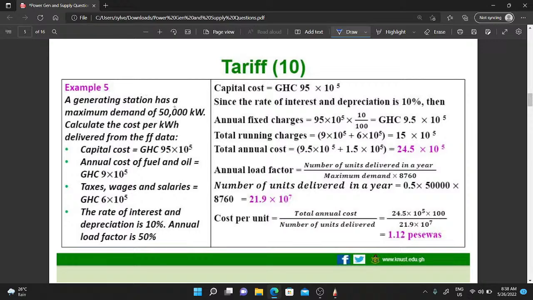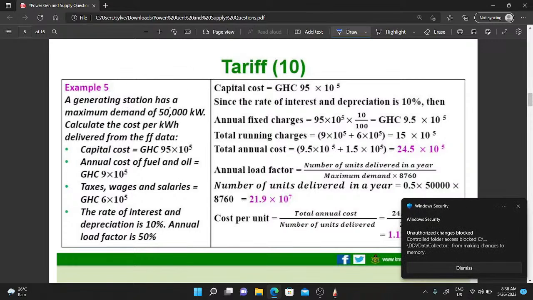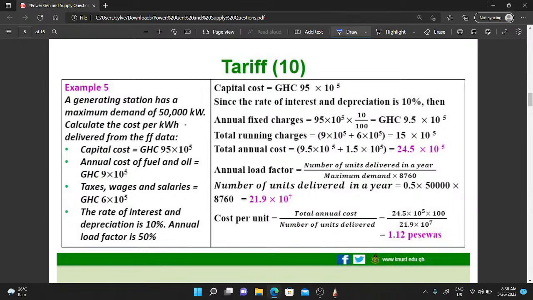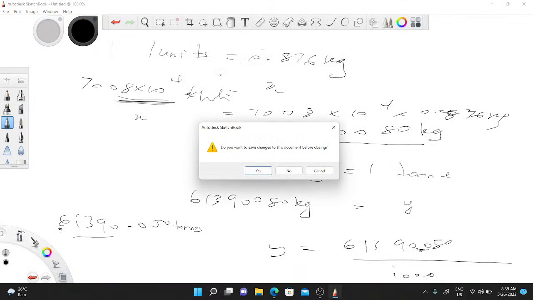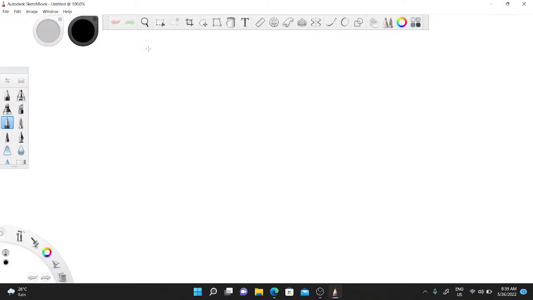So this is the next question. This is a question under tariffs. As I said, we compiled all the questions together. A generating station has a maximum demand of 50,000 kilowatts. Calculate the cost per kilowatt hour. So first, you must know what we are finding. We are finding the cost per kilowatt hour.